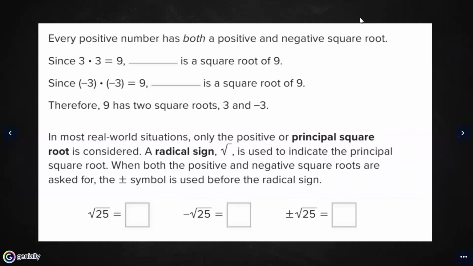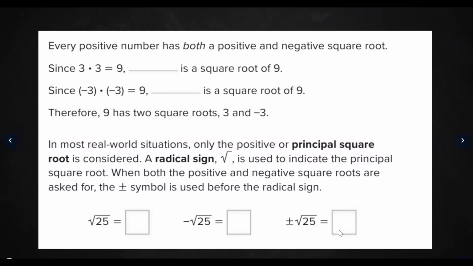Every positive number has both a positive and a negative square root. Okay, so right here, since 3 times 3 is equal to 9, we can say that 3 is a square root of 9. But also, negative 3 times negative 3 is equal to 9 because a negative times a negative makes a positive. So negative 3 is also a square root of 9. Therefore, 9 has two square roots, 3 and negative 3. So every positive number has a positive and a negative square root.